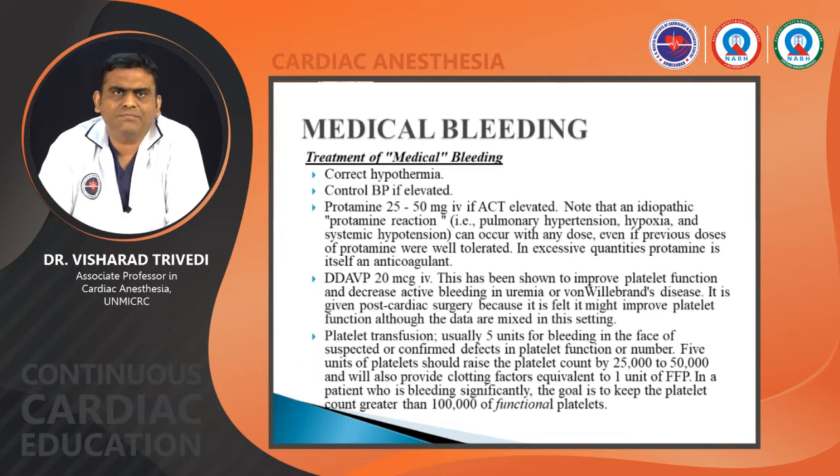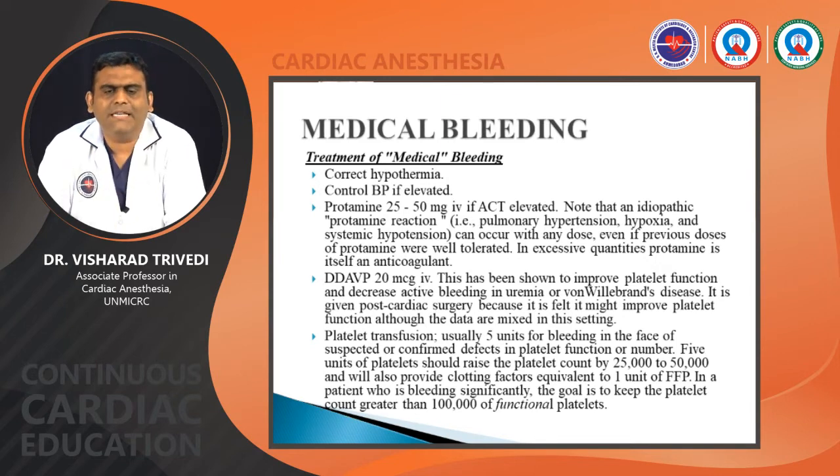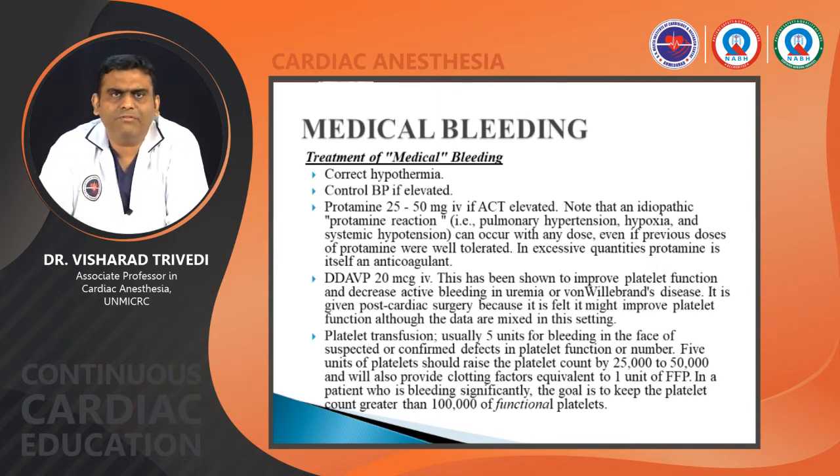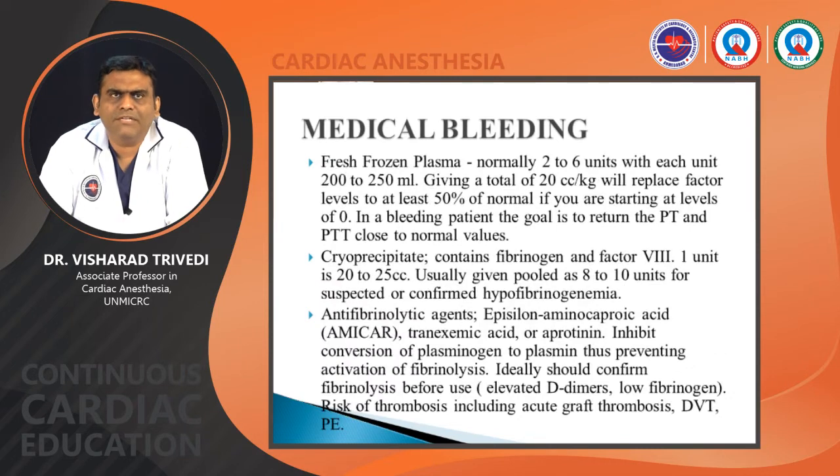Platelet transfusions, in case of quantitative platelet defects, ideally you should give 5 units of platelets. That will raise the platelets around 25 to 50,000 in patients, and that will resolve your problems of quantitative defects. Fresh frozen plasma can be given in case of coagulation factor deficits. It is given in a dose of 20 ml per kg, and that will lead to at least a 50% increase in the coagulation factor level.